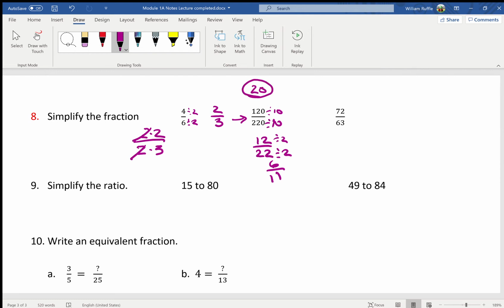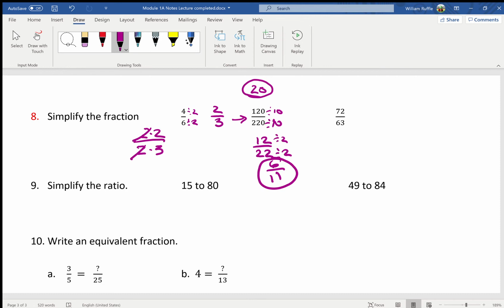120 divided by 20 is 6. 220 divided by 20 is 11. But if you don't see the greatest common factor right away, you can do common factors till you get there. They're both perfectly fine ways of doing it.